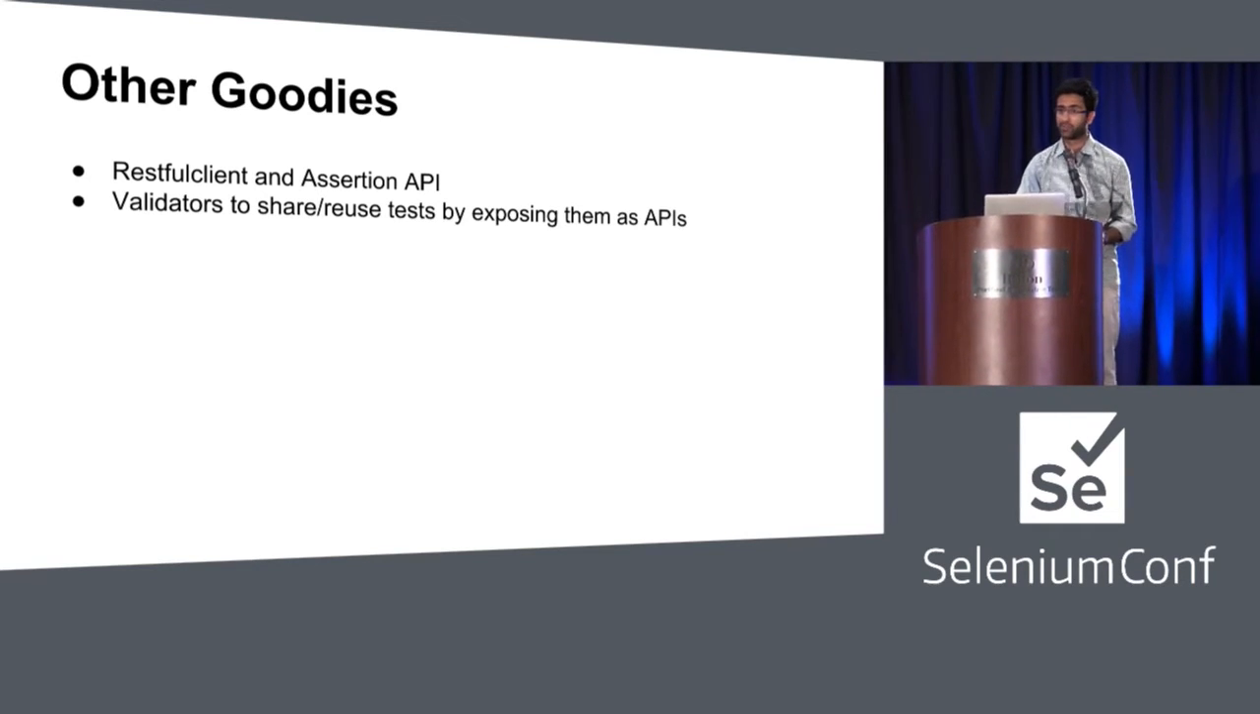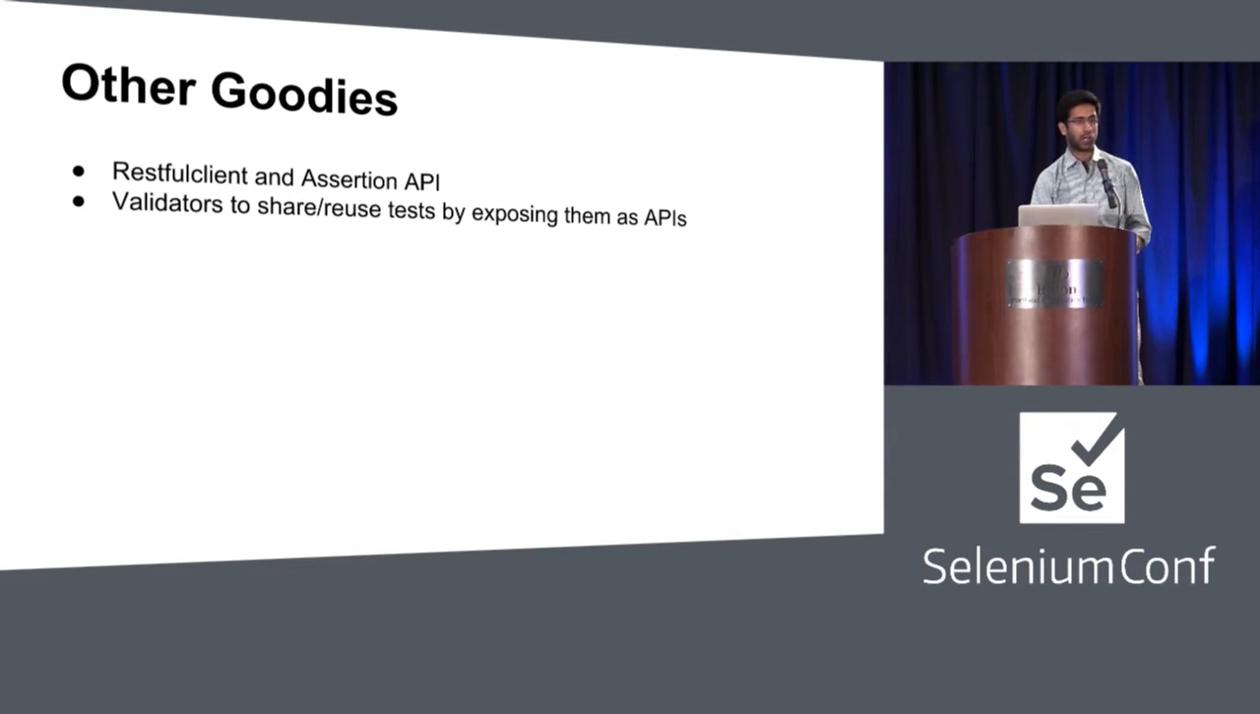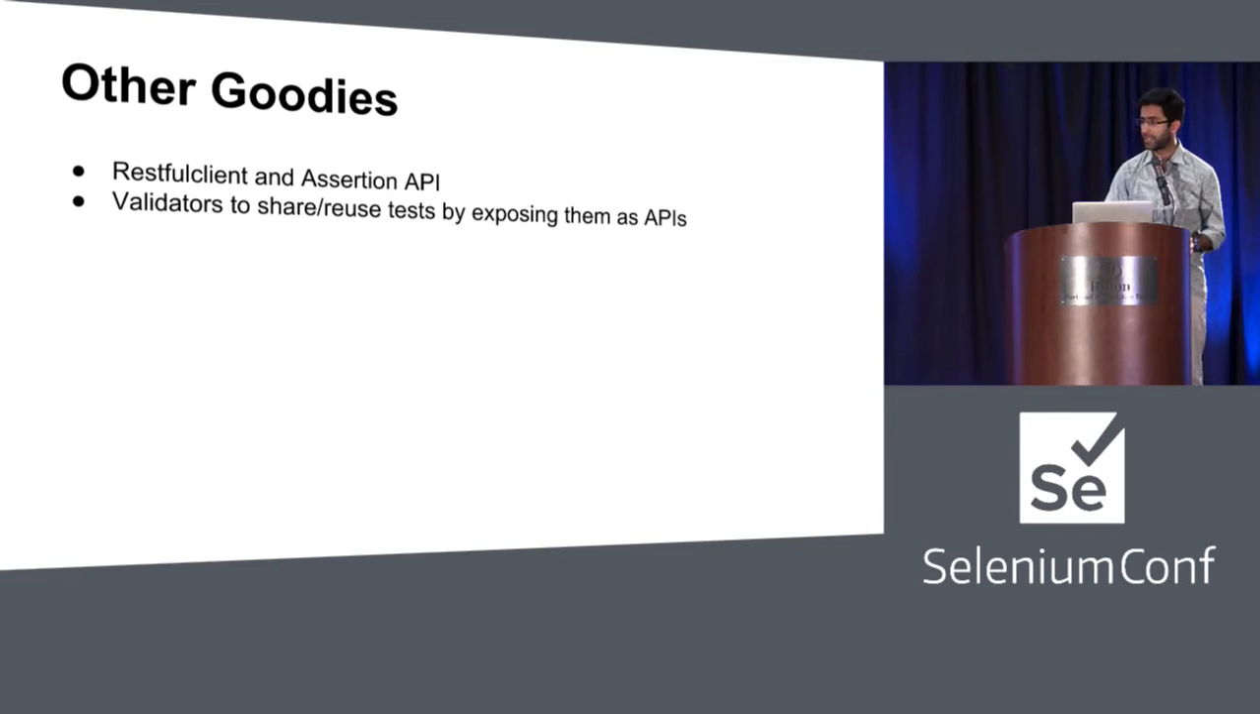Other goodies that we have in the framework is a RESTful client that helps you deal with RESTful web services and the corresponding assertion API to test the response. Also, we introduced the concept of validators to share and reuse tests by other teams as APIs so that there's no duplication of code by other teams.